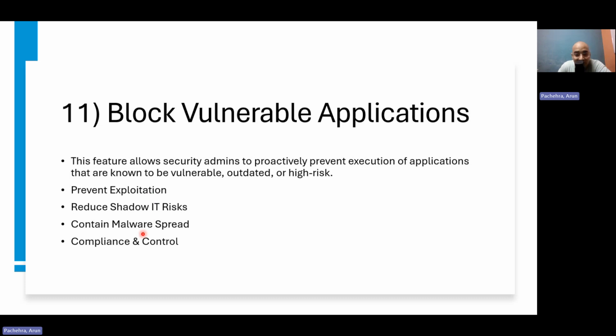Then contain malware spread. How does it contain malware spread? Because vulnerable apps are common vectors for ransomware and Trojans. So blocking them reduces the overall attack surface dramatically. Compliance and control. Many standards like CIS, ISO, NIST require organizations to limit or prevent use of insecure applications. It is there. You need to maintain it. How will you maintain it? DVM makes enforcement straightforward. There you go. So, block vulnerable applications.